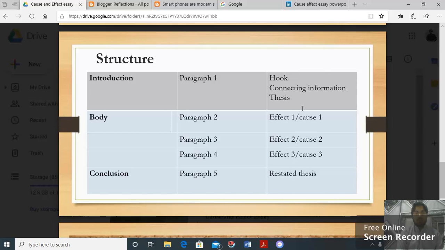The body paragraphs either focus on effects, if it is an effect essay: body paragraph one will focus on effect one, body paragraph two on effect two, and the third paragraph will talk about effect three. But if you are talking about the causes of something, all the body paragraphs will be talking about the causes: cause one, cause two, and cause three. And as usual, in the conclusion, we'll restate our thesis and may give some other points. Otherwise, that's it. We'll conclude all the information.